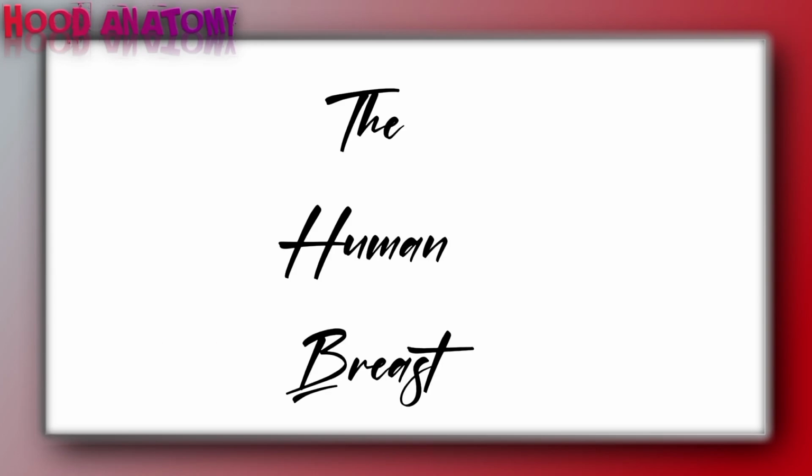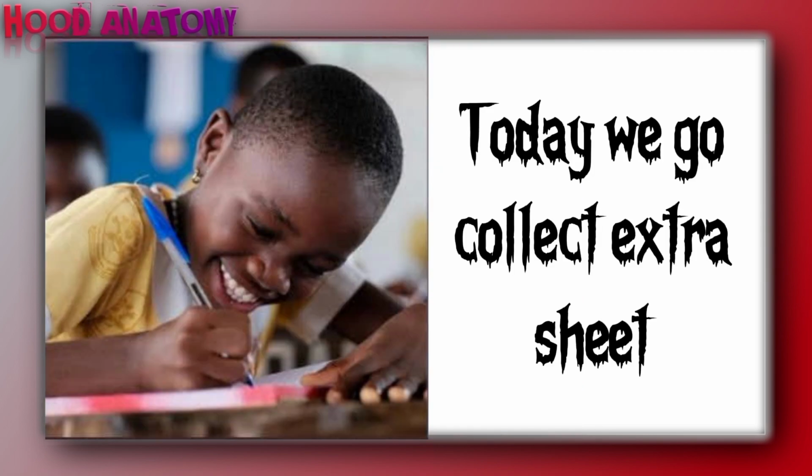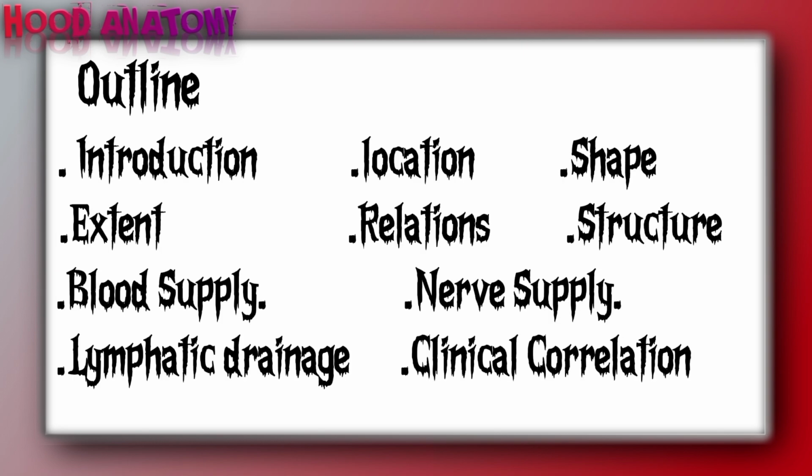Omo, now we don reach breast o. Na the topic wey most of una sabi drop person on top be dis, not less than 2000 words. Well the things wey we go treat wey dey necessary when you dey talk about breast na dem be: first of all, we go look the intro, then location, shape, extent, relation, structure, blood supply, nerve supply, lymphatic drainage, and lastly the clinical correlation.